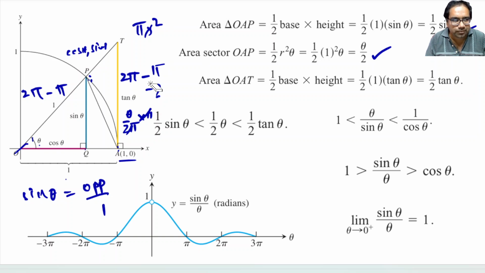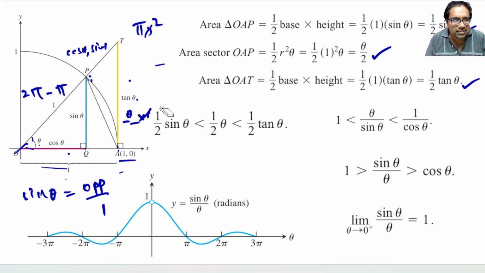Bigger one, this is again a right angle triangle, OAT. This angle is theta, and this length is 1. Obviously, this will become tan theta, right? Tan theta is opposite side by adjacent side. Now, adjacent side is equal to 1, so opposite side should be equal to tan theta. So, what is the area of OAT? Half into base into height, half into 1 into tan theta, half tan theta, right?